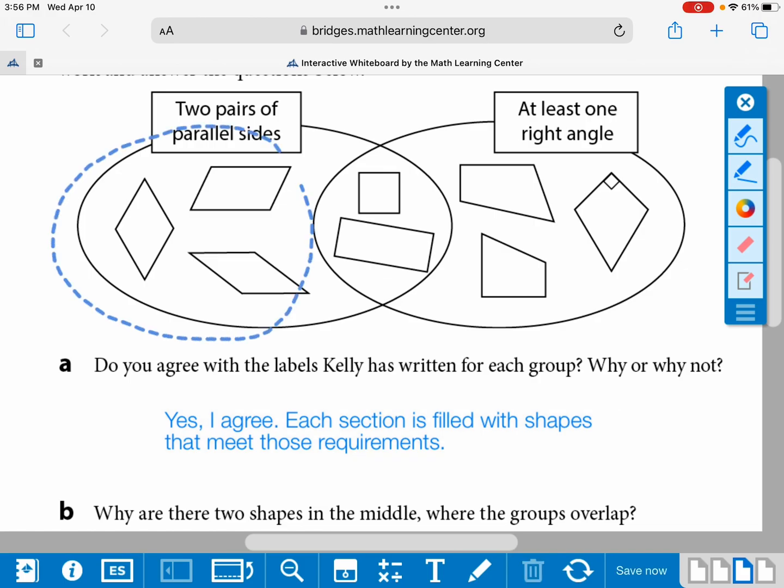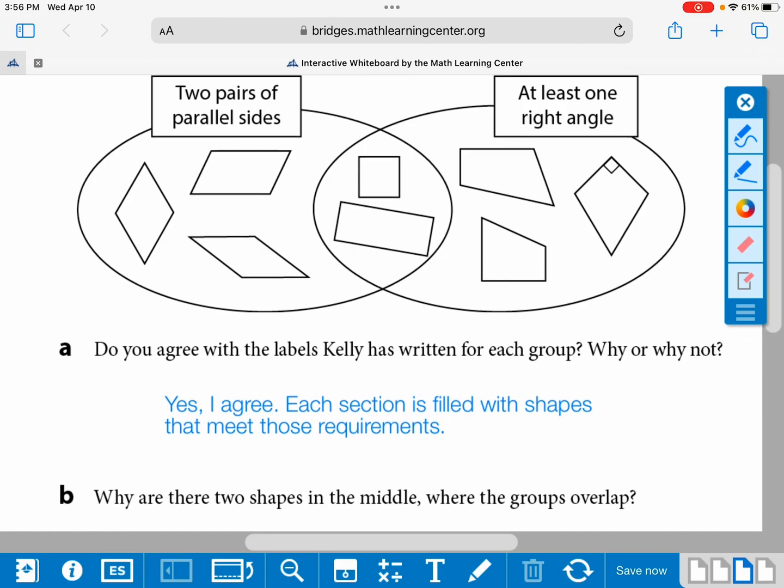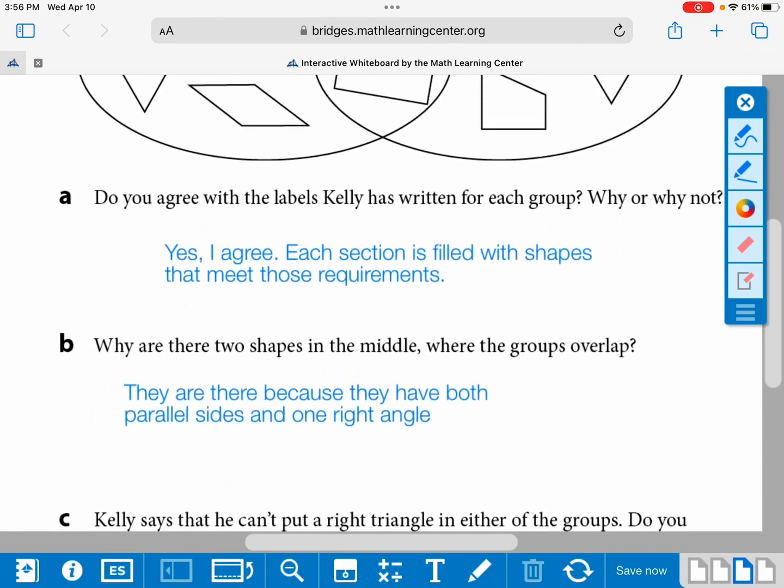So in this section right here, these shapes all have two pairs of parallel sides. In this section, each of these shapes has at least one right angle. And then right here in the middle, well, we got two pairs of parallel sides and one right angle. So yes, everything checks out.